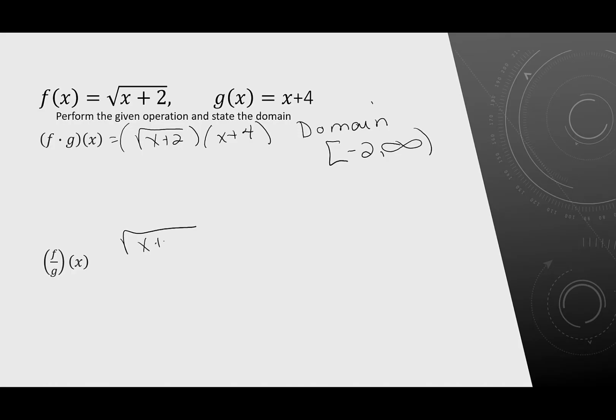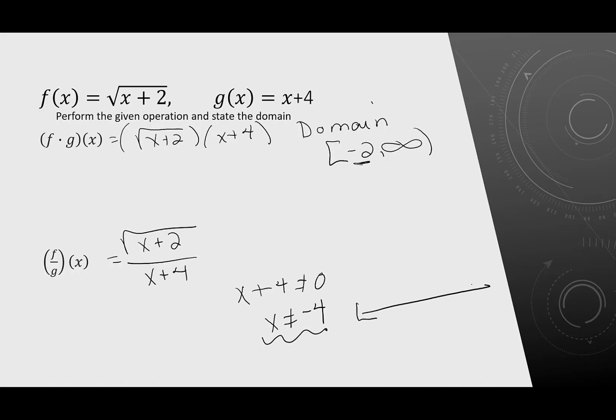And then when I do division, I have the square root of x plus 2 over x plus 4. Now this time I do want to think about the x plus 4 in the denominator, and I think that x plus 4 cannot be 0, so x can't be negative 4. What happens though is negative 4 is less than this negative 2. If you think about what we had already, we had negative 2 to infinity. This negative 4 over on the left doesn't change anything. It wasn't included anyway, so we don't have to worry about that this time. So I still have negative 2 to infinity as my domain.